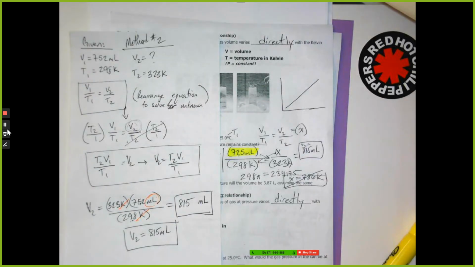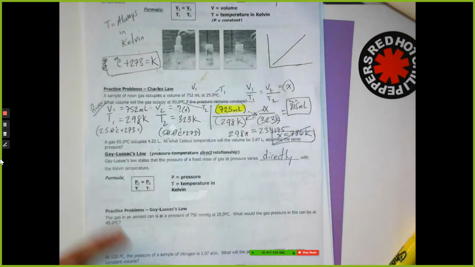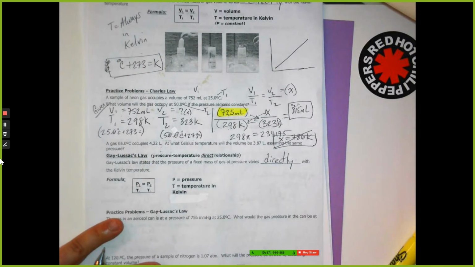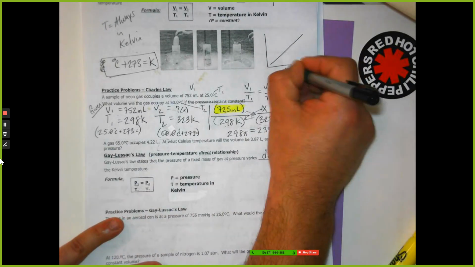So let's work the next problem. Okay, so you can see that the next type of equation that we're going to use is Gay-Lussac's. It says, of course, this is a direct relationship. On the graph, it looks just the same. Of course, this is my x-axis and this is my y.